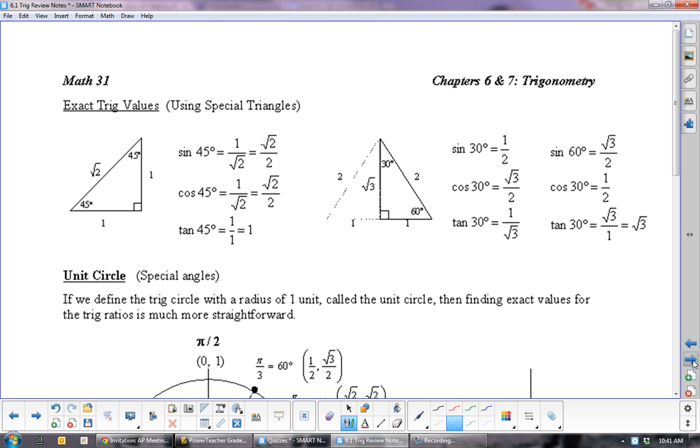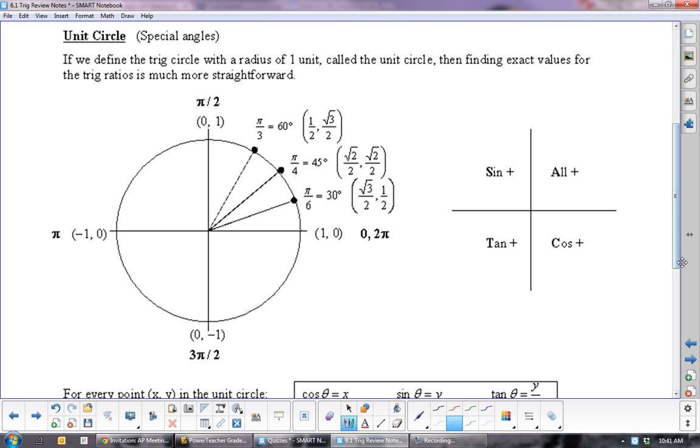Now I'm not going to go through using special triangles. I'm just going to go right to the unit circle. Now these are called special angles, but they are your most common. They go by every pi over 6 and every pi over 4. It's crucial that you know all of your radians quite well and you know every coordinate.